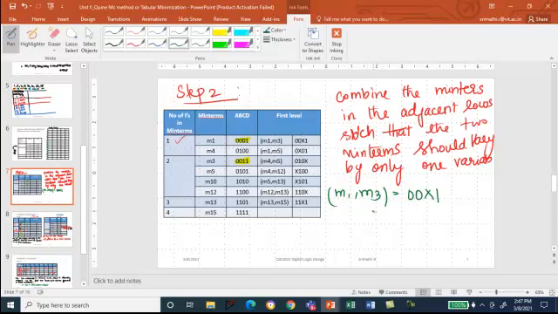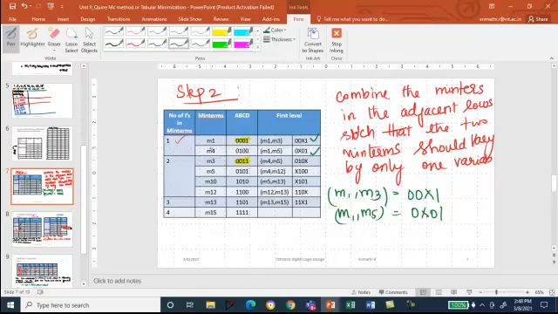Then again check for M1. M1 can be checked with M5. The first nibble from the left side is same, the second nibble is changing, third and fourth is not changing. So M1 can be clubbed with M5, and I can write it as 0, x, 0 and 1. So that is what here I have written.